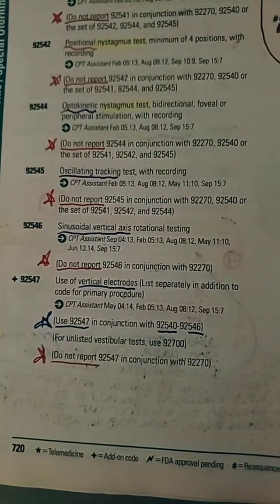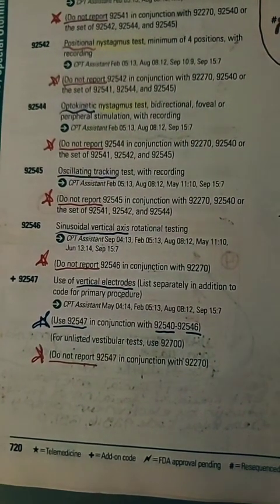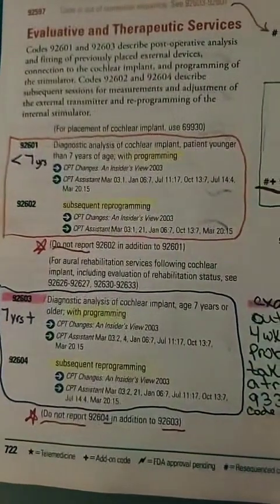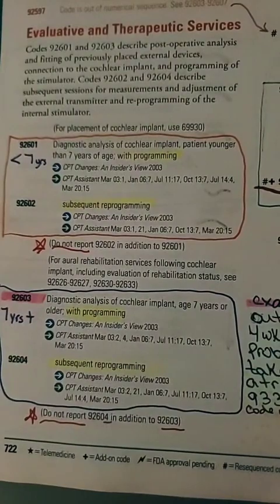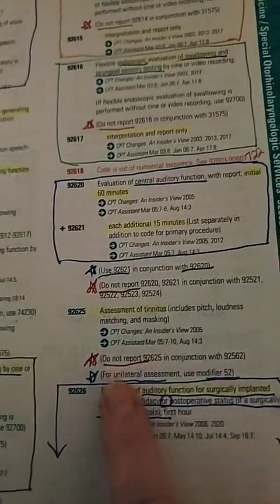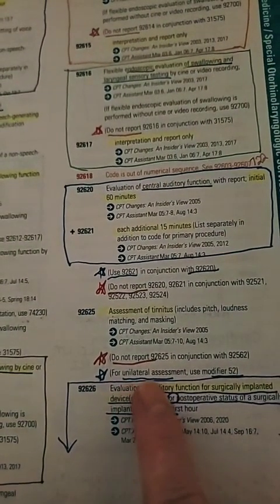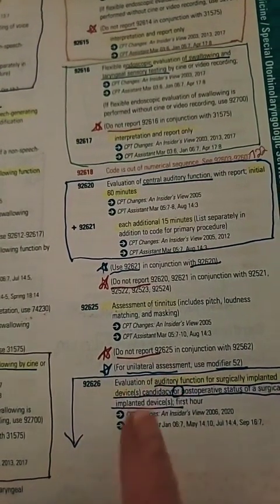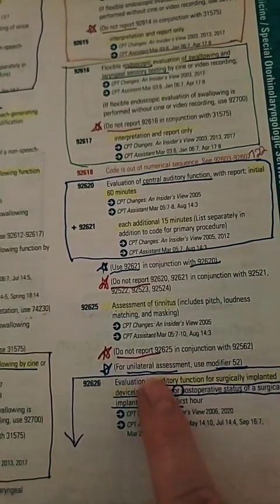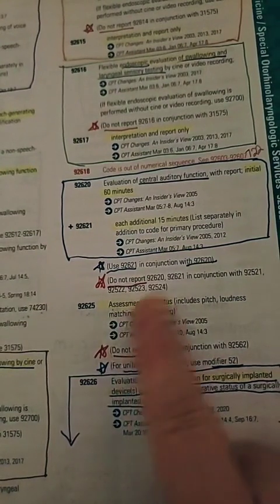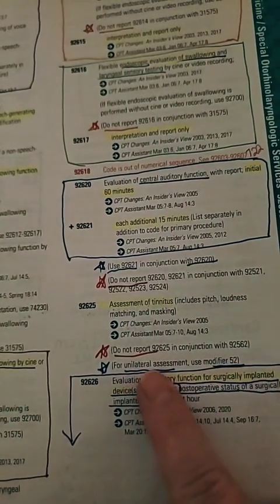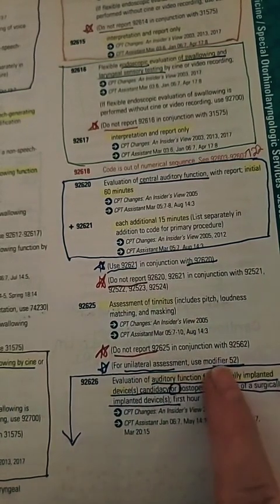Something that makes them stand out so that during your exam you won't forget. They also put information there when you're supposed to use a modifier or not. Here's an example for a unilateral assessment when only one side was done, and the procedure code is for bilateral included. So to make it unilateral, only one side was done, we're going to add the modifier 52.